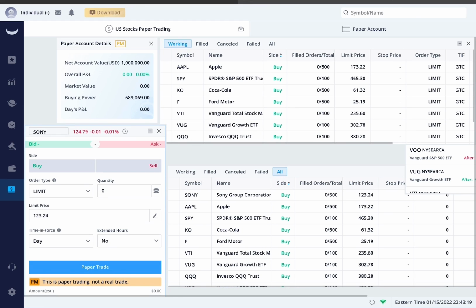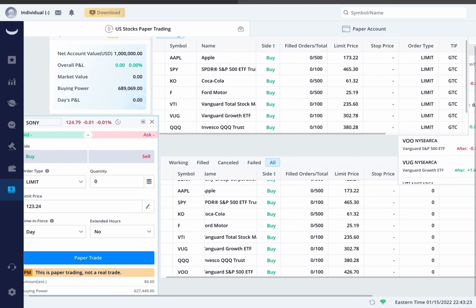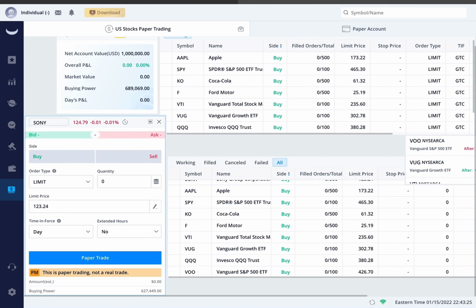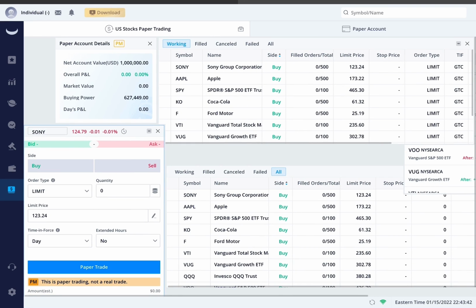Remember, this is paper trading, not a real trade. All right, this is fake money, but it's a way to learn how to trade and trust the market and so forth. So I still have $627,000. So the next thing I'm going to do is go up and click on US stock paper trading and let you see.